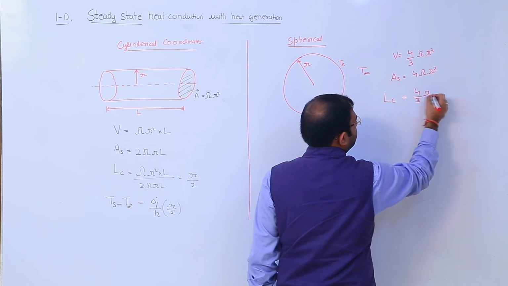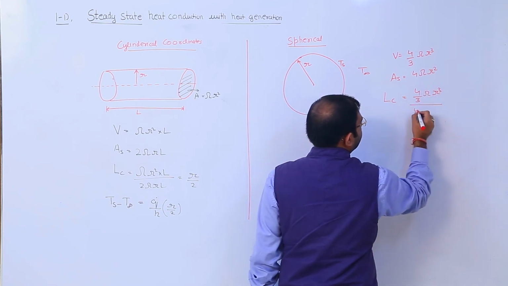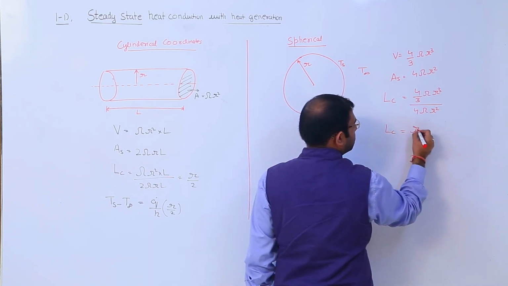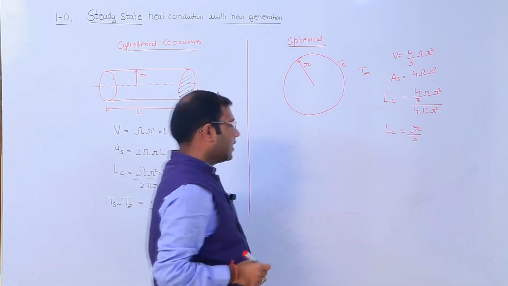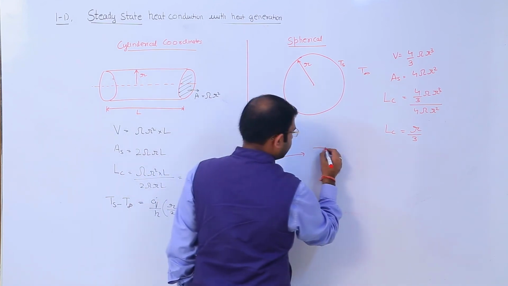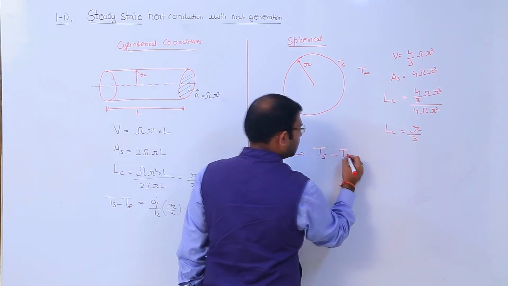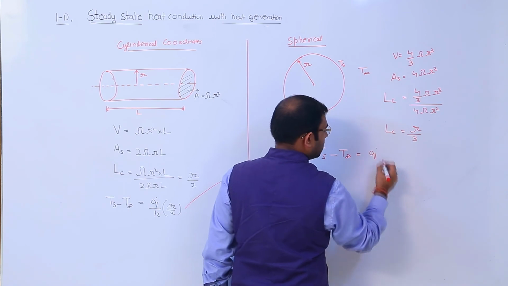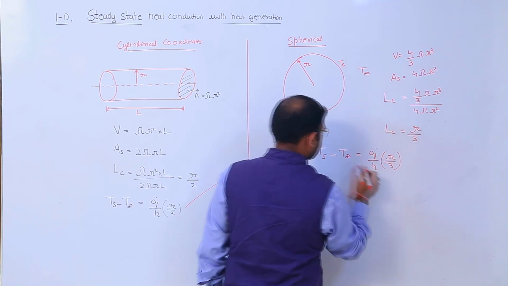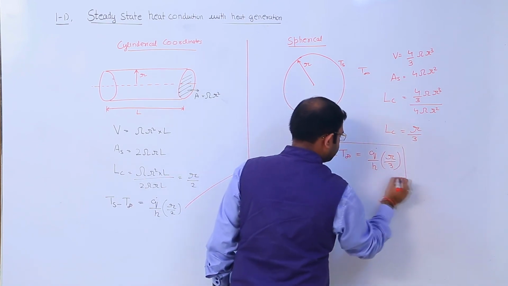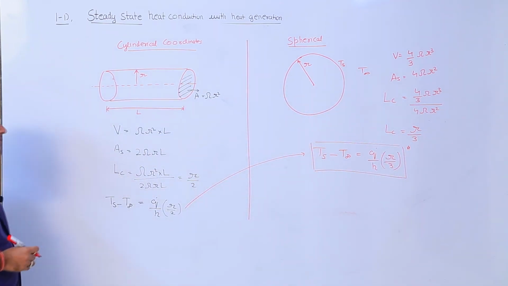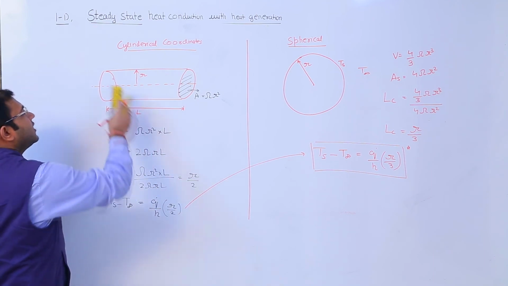4 by 3 pi r cube upon 4 pi r square. So the characteristic dimension comes out to be r by 3, and this relation can be written as Ts minus T infinity is equal to Q dot upon h into r by 3, fine. Clear? Now we need to summarize what we have studied.